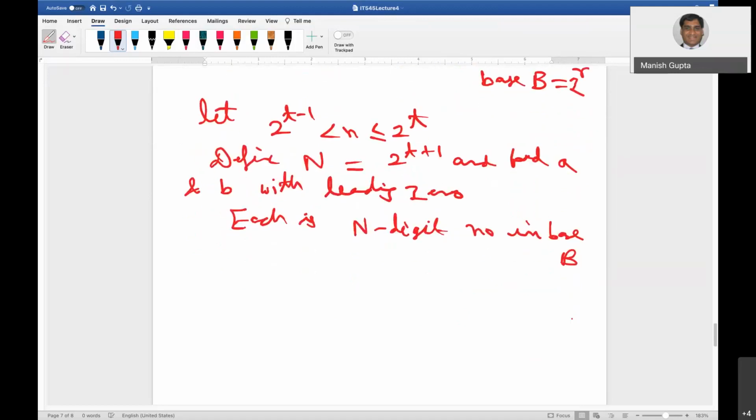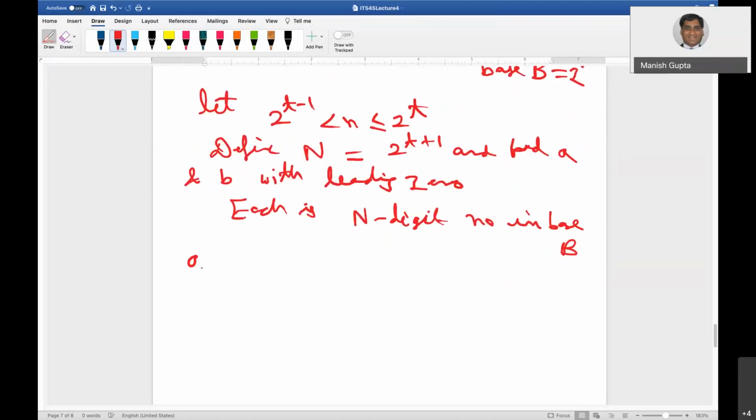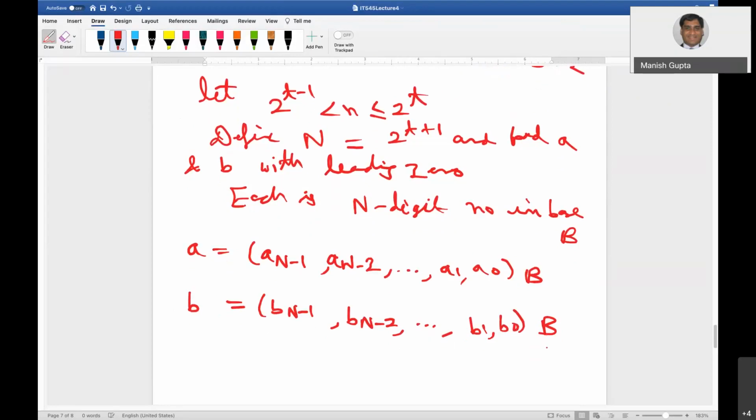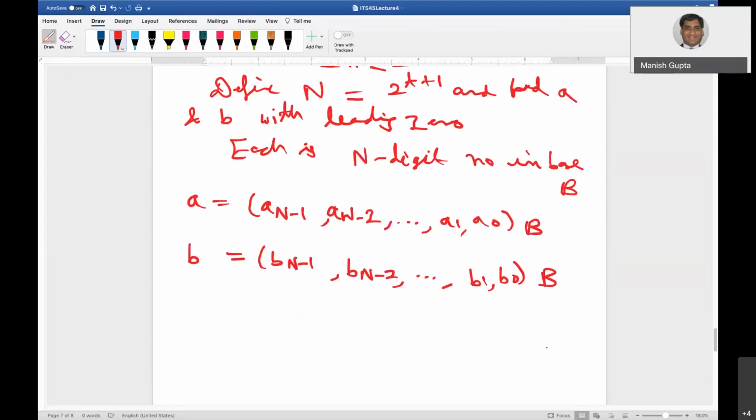So we write down vector A as A n minus 1, A n minus 2, and so on, in base B. I will give you an example also, so it will be really clear. Similarly B can be written as B n minus 1, B n minus 2, down to B 1, B 0 in base B, where each Ai or Bj is an r-bit integer.